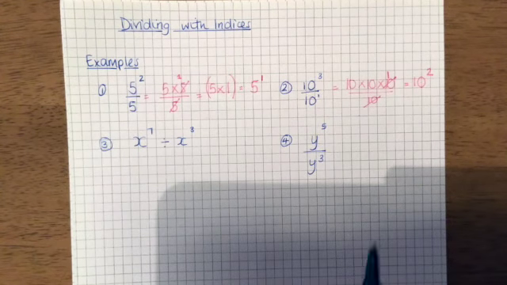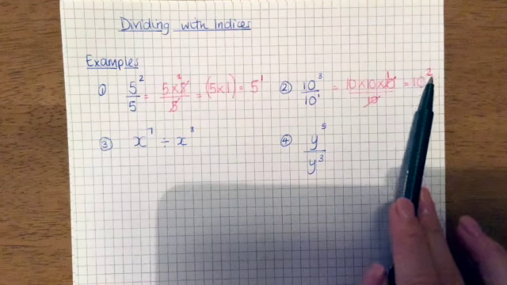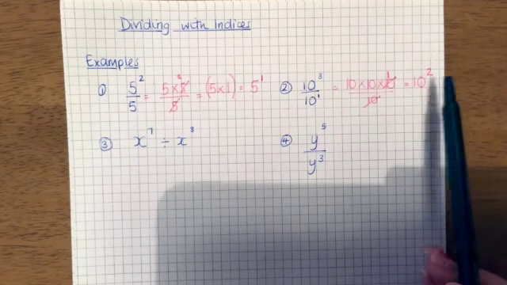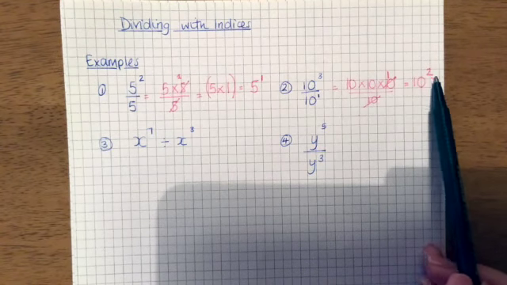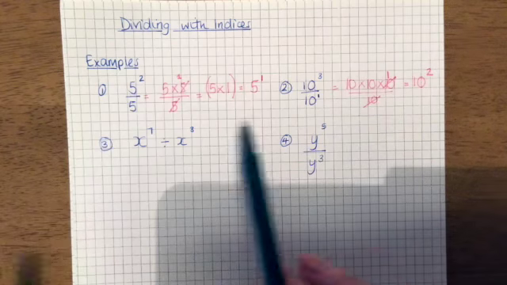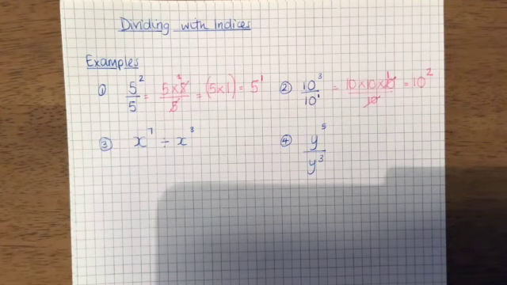How would I get to this answer of 2? Well, if we think back to multiplying with indices, we know that we add the powers. So what could we do to get to this answer? We would take away, of course. So the rule is that you don't have to do this divide. You can just take the powers away.